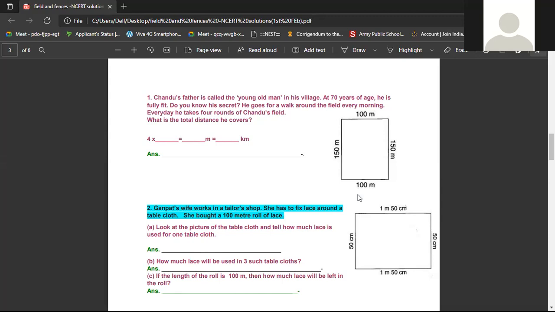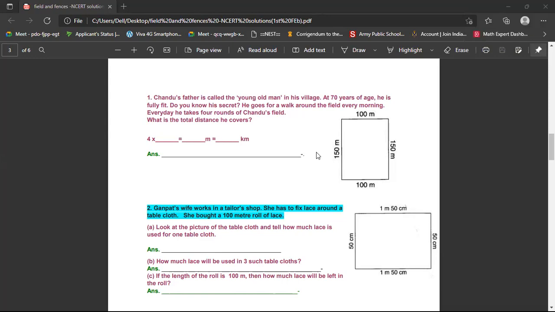See, in this question, there is an old man at the age of 70 years who is called a young old man. I'm relating this question to your regular life. When I am talking, listen, please. Let me complete. Sir, then tell the answer. Wait, I said I will ask. I will ask one by one, all will get the chance. Till I ask, please mute yourself.